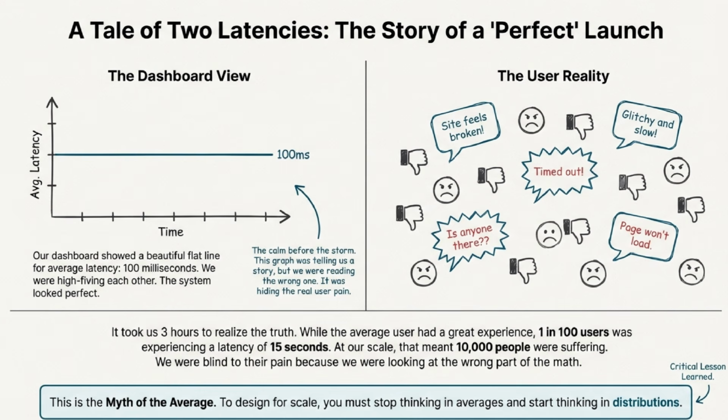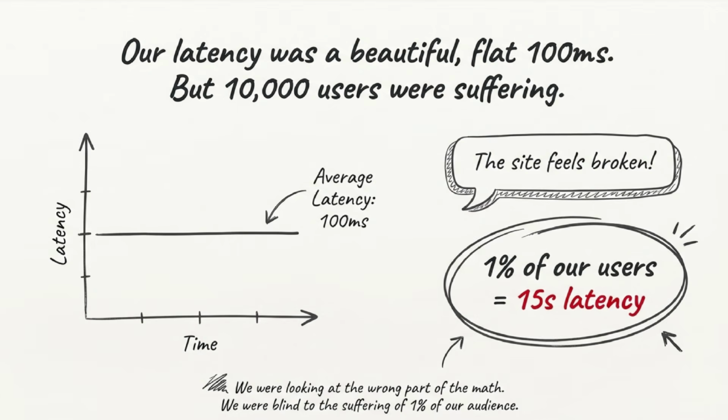I want to start with a story from a launch I was involved in. We had built a new service and we were monitoring it closely. Our dashboard showed a beautiful flat line for average latency. It was 100 milliseconds. We were high-fiving each other. The system looked perfect. But then we started seeing the support tickets. Users were complaining that the site felt broken or glitchy.